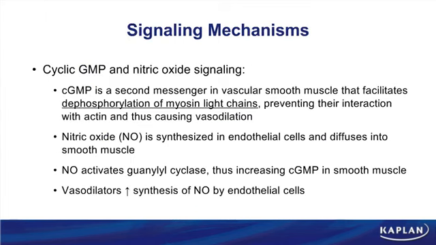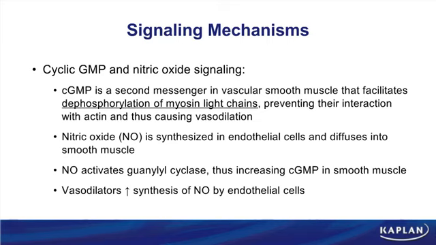Cyclic GMP and nitric oxide. Very important pathways because cyclic GMP is a second messenger in vascular smooth muscle. In fact, later on, when we're going through our cardiovascular drugs, we're going to look at exactly how cyclic GMP can relax smooth muscle. I've got a great diagram coming up later on in the lectures. But for now, I'm going to tell you the end of the story. I don't know if you've ever done that.